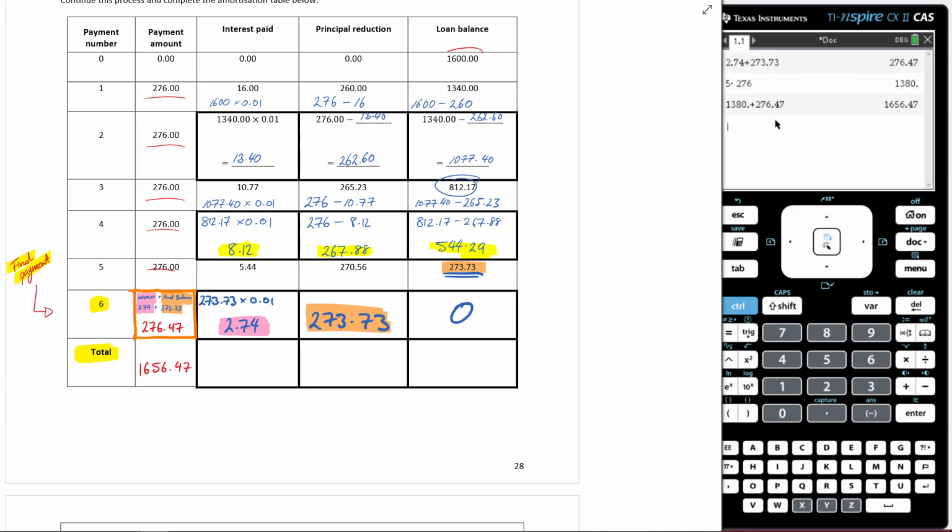You took out a loan of $1,600. Now, to fully pay back that loan of $1,600, you made a total amount of payments of $1,656.47. Let's have a think about that for a moment. Why is it that the payment amount in total is greater than the initial loan? The reason why is because you've also paid interest on top of the initial loan. So therefore, to find out how much interest we have paid, you simply take this number and subtract it from that number.